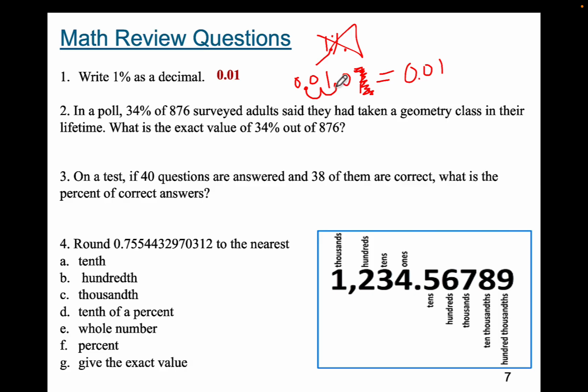Moving the decimal 2 places this way is actually dividing something by 100, and moving the decimal 2 places the other direction, like we did in a previous slide, that is actually the same as multiplying something by 100.